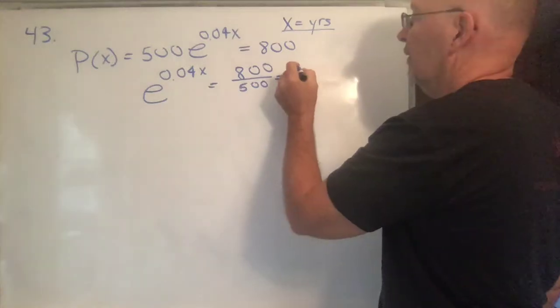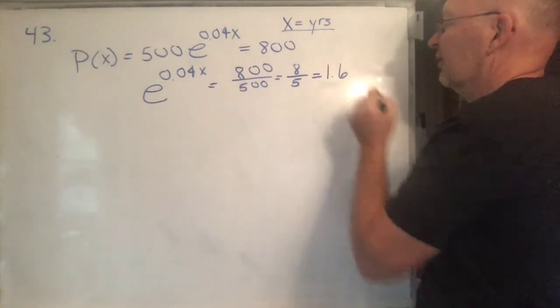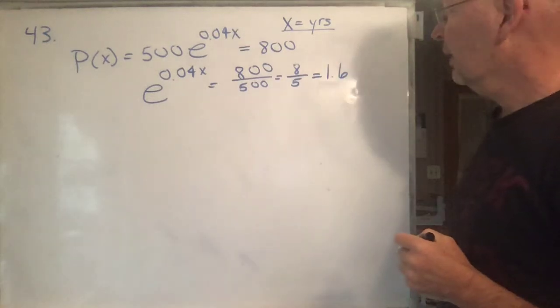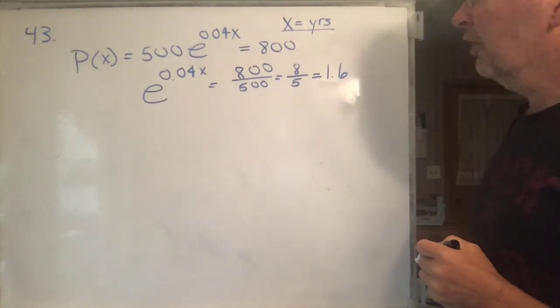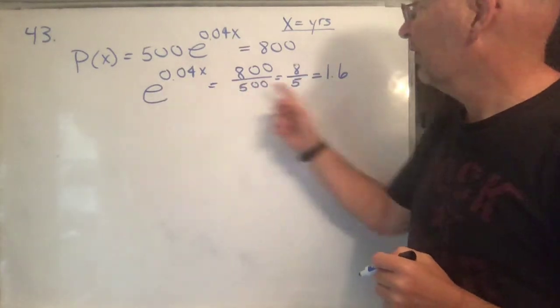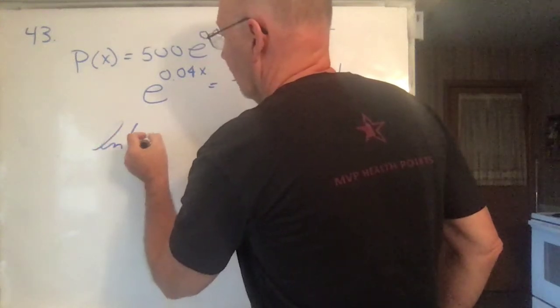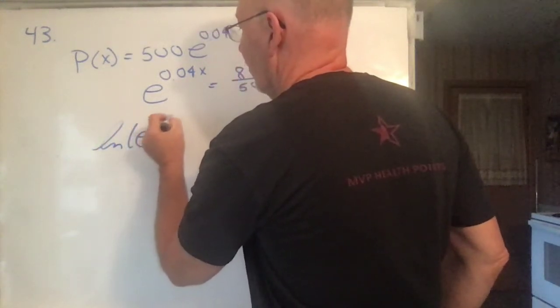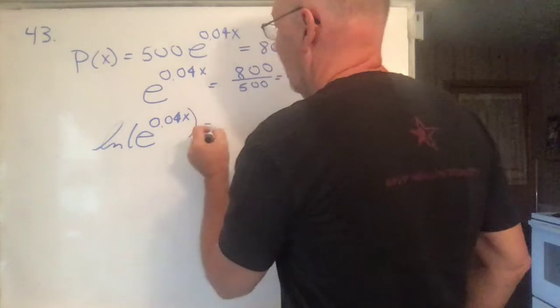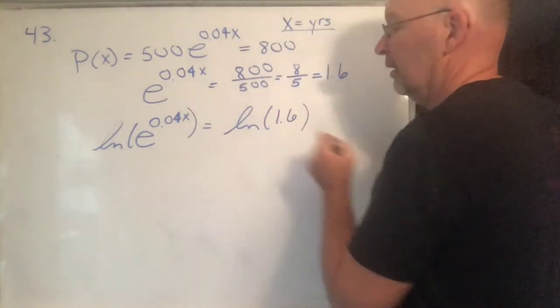800 over 500 is 8/5. 8/5 is 1.6. Okay? Now we want to continue to solve that, so the way we do it is by taking the ln of both sides. So we take the ln of e to the 0.04x, and that's going to be equal to the ln of 1.6.